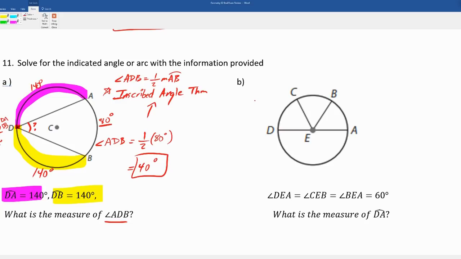All right. Part B, they already tell you that DEA equals CEB.